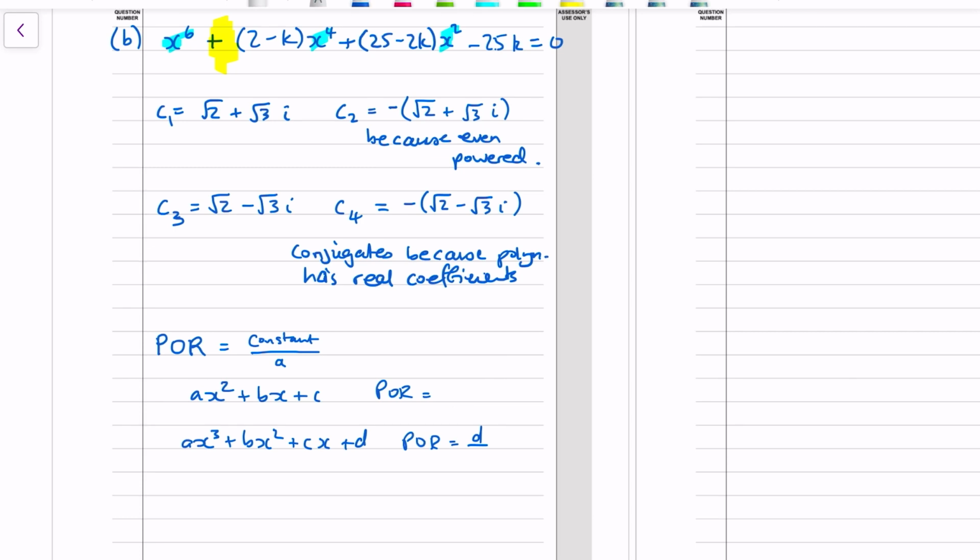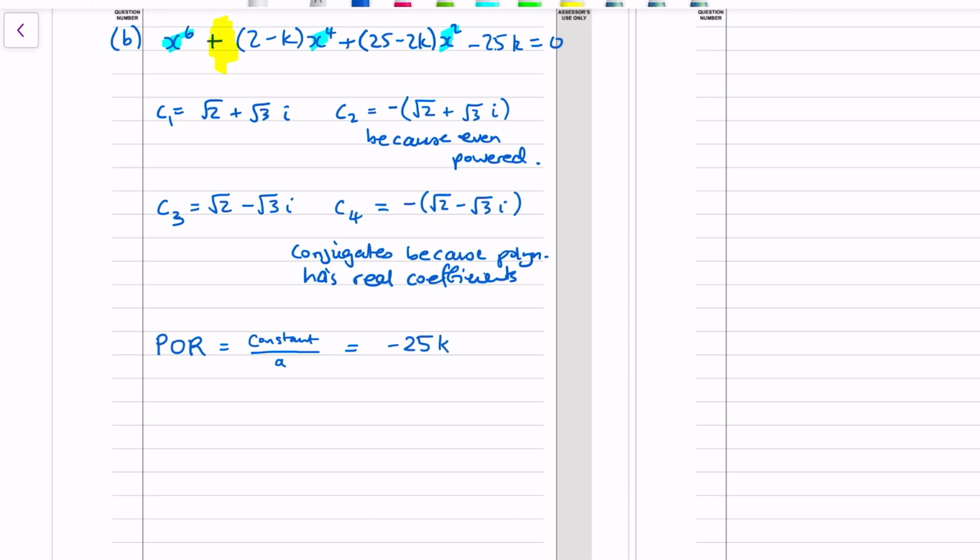The even polynomial, even up to a squared, will have a positive number there, and the odd one will have a negative there. And so we're in an even polynomial going up to power of 6. So our product of the roots is equal to the constant. I just said minus again, I meant plus, it's even. So it's negative 25k because the constant is minus 25k.